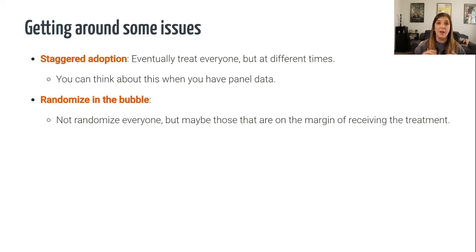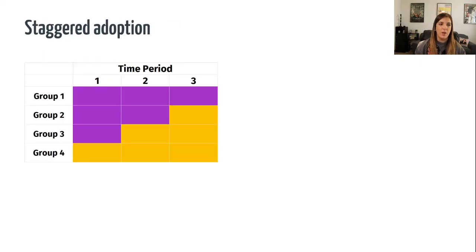and below, I don't know, 950, right? So in that sort of bubble, people don't look that different. You're definitely not offering admission to someone that is very low down the distribution, and you're not taking away admission from someone that is very high up in the distribution. But those people that are on the margin of being admitted or not, you can randomize those. So that is also an option.